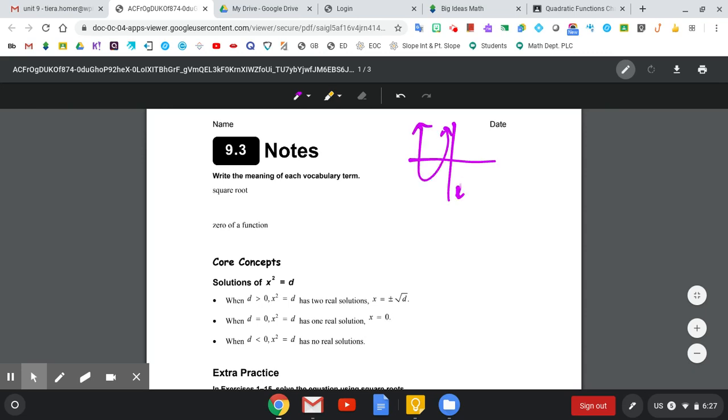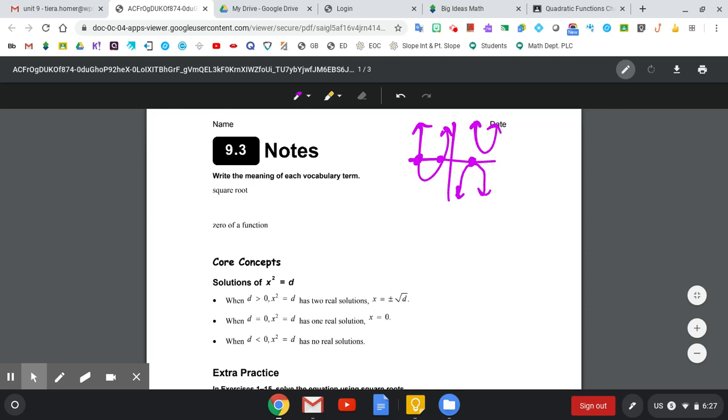It could have just been touching that x-axis, or maybe it wasn't touching it at all. So you could have two solutions, you could have one solution, or you could have no solution. So no matter which method you use to solve, those are always your possibilities: 2, 1, or none for your solutions.